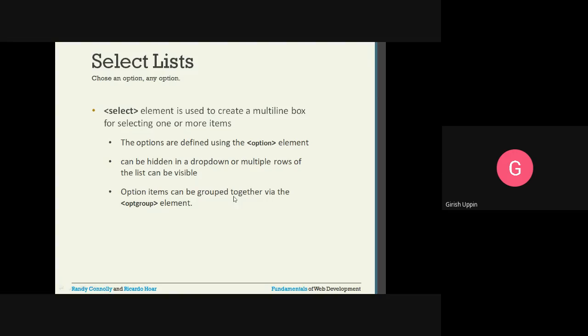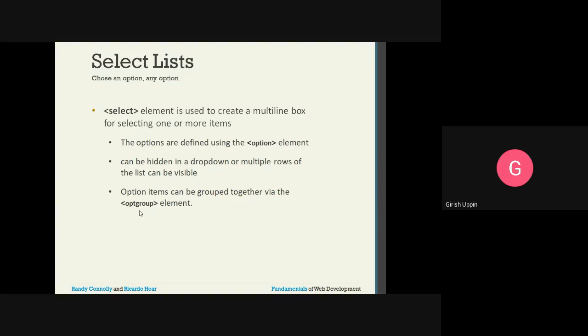Option items can be grouped together via the optgroup. So inside the option itself, if you want to have one more group, let's say country, instead of saying a country, you want to select some country. Instead of having all the countries in sequence, you can choose to have one more optgroup inside, where you will separate them by the continent. You will say Europe, and you list all the countries inside Europe.